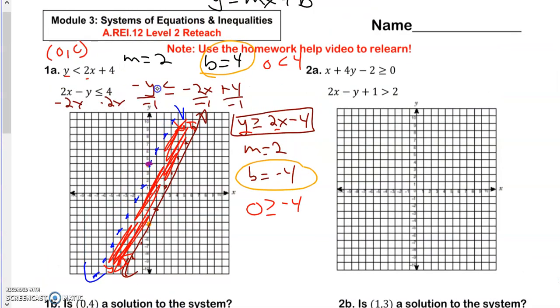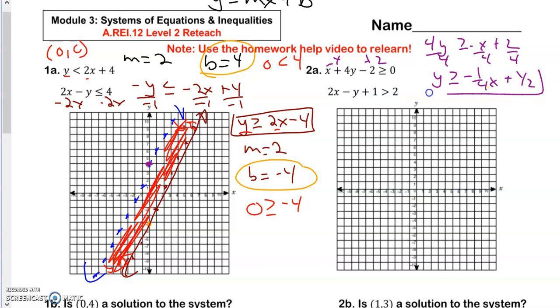Again, I need to get y by itself. So I am going to subtract the x. I'm going to add the 2. So I'm going to get 4y is greater than or equal to negative x plus 2. Then I'm going to divide by 4. And I'm going to get y is greater than or equal to negative 1 over 4 x plus a half. So my slope is negative 1 over 4, and my y-intercept is a half.